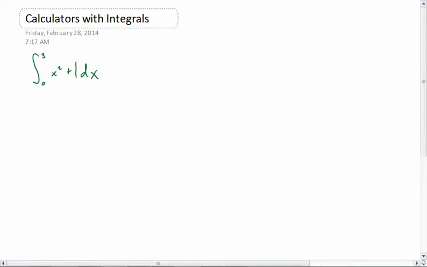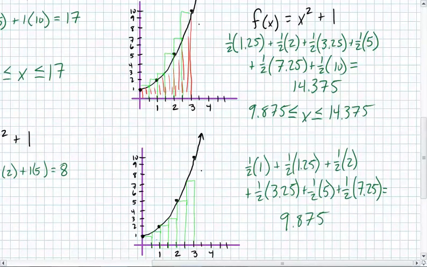Alright, so we have this one, which you'll notice is the one that we did recently as we were learning how to find the integral, right? We were learning about the rectangle method, the upper and lower rectangles, which is also called Riemann sums. And you may remember that we ended up with this right here: 9.875 is less than or equal to x, which is less than or equal to 14.375.